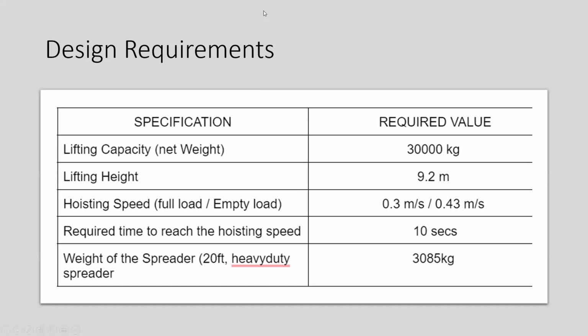Good day, my name is John Victor Carlo Gutierrez, and I will be discussing the design requirements and the wire rope configurations. Here you can see the lifting capacity of our straddle crane, which is 30,000 kilograms or 30 metric tons. We have a lifting height of 9.2 meters and a hoisting speed of 0.3 meters per second for a full load or 0.43 meters per second for an empty load. The required time to reach the hoisting speed is 10 seconds, and the weight of a 20 feet heavy-duty spreader is 3,085 kilograms. Next, please.